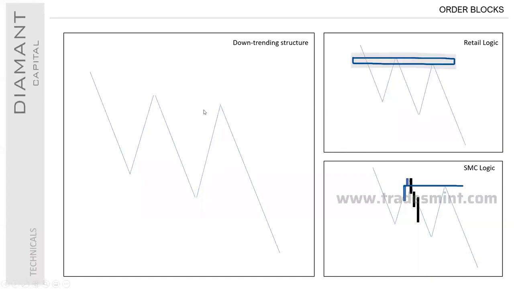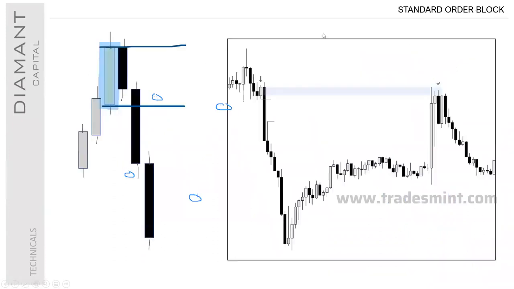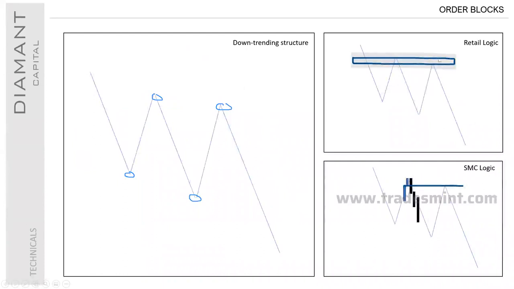So, like I said, let's just take an example of a downtrending structure. What do we have? We've got this low, this higher high, lower high, this lower low, lower high, and then price keeps on downtrending. Now, what would people in the retail environment say? They would say that this right here is a support, is a resistance line, because you've got that resistance right there.